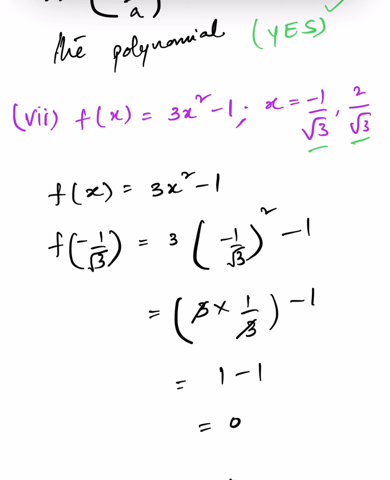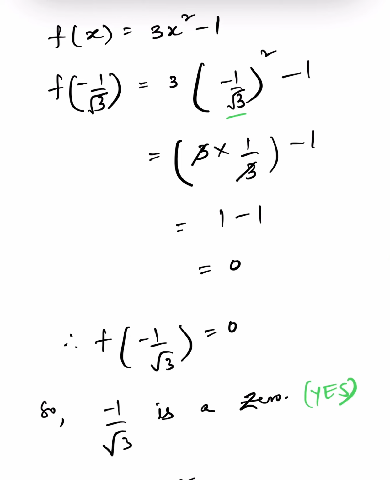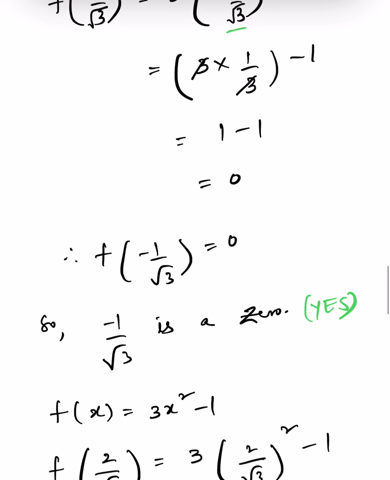f of minus 1 by root 3 equal to 3 into minus 1 by root 3 whole square minus 1. So 3 into minus 1 by root 3 whole square is 1 by 3. So 3 into 1 by 3 minus 1 equal to 1 minus 1, 0. So for minus 1 by root 3, f of minus 1 by root 3 is 0. So we can call minus 1 by root 3 a 0 of the polynomial. So it is a yes for minus 1 by root 3.